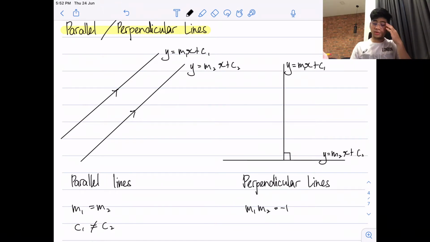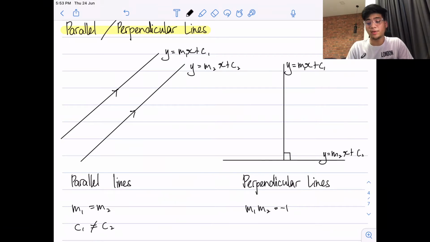Alright, now we're going to be looking into parallel and perpendicular lines. So basically, we know that it's a parallel line when both lines are going in the same direction and they are not going to meet ever. So basically, we can deduce that since they're not going to meet, they have the same gradient.